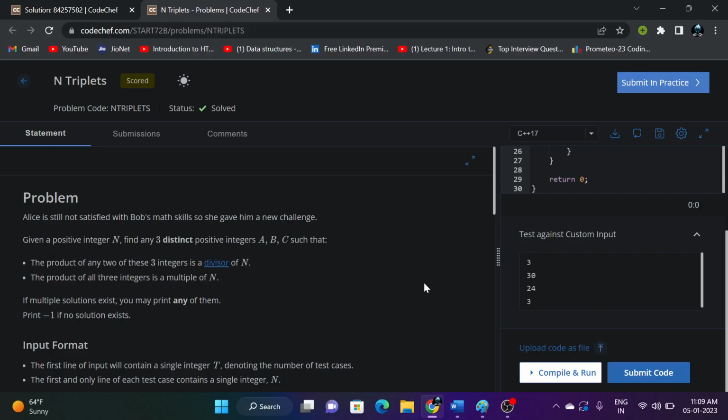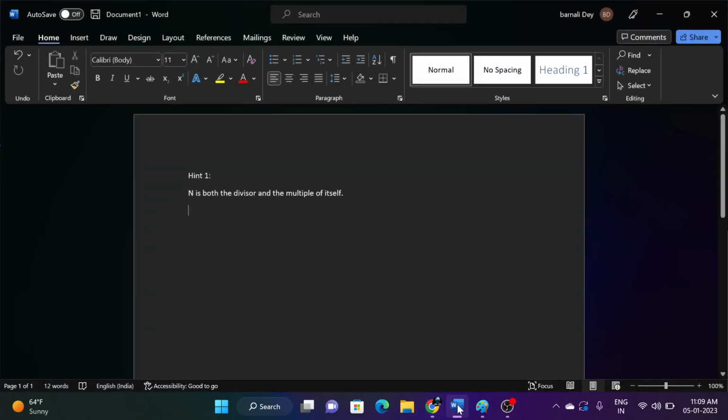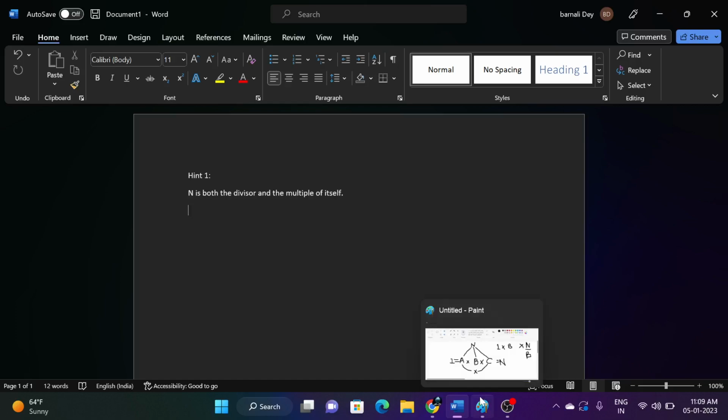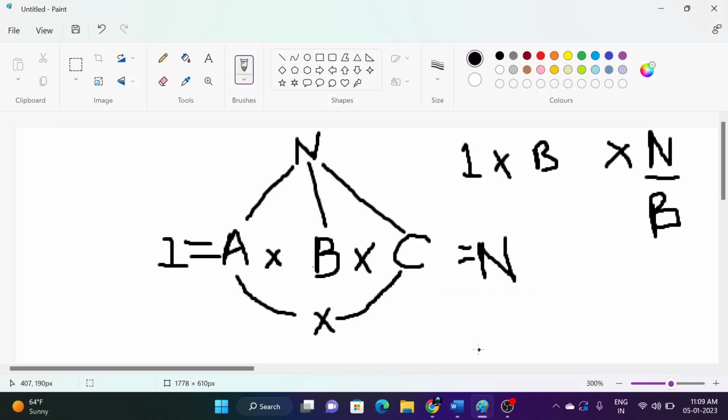So first let us see a hint which is not so intuitive, but very simple and solves almost the whole problem very easily. The hint is that n is both the divisor and the multiple of itself, because n into 1 is n. n is a multiple of itself, right? And as n divides n, it is also a divisor of itself. So first we will see the problem statement more clearly.